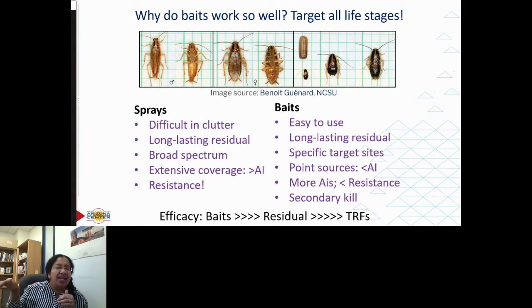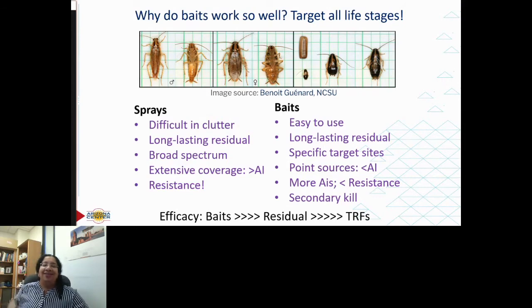And the least effective are TRF, or total release foggers, right? I know some of you are familiar with that. Maybe you have used it too. But for cockroaches, total release foggers are least effective because they release the fog in a room, right? And what do cockroaches do when they sense that? They'll withdraw more into their hiding spots. They will not come out. So they never contact the pesticide. So that's why they're least effective. Okay.